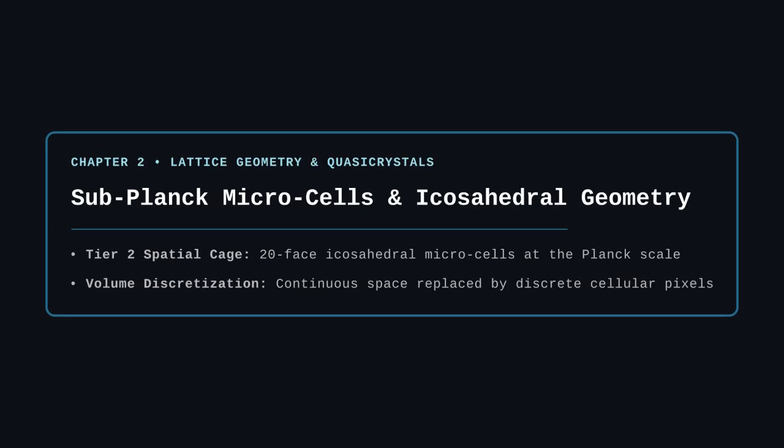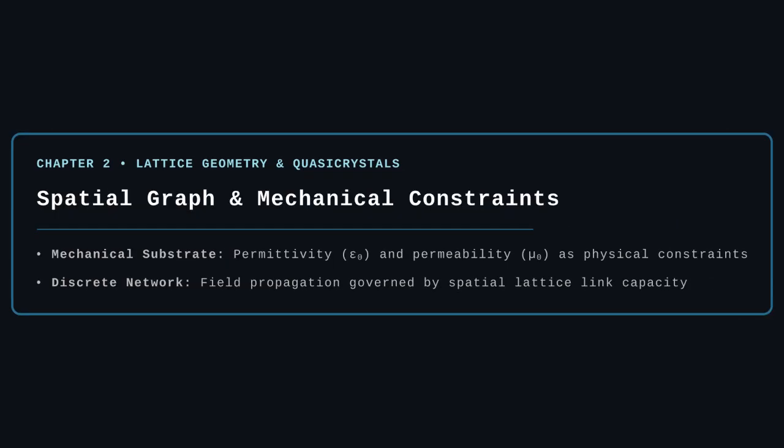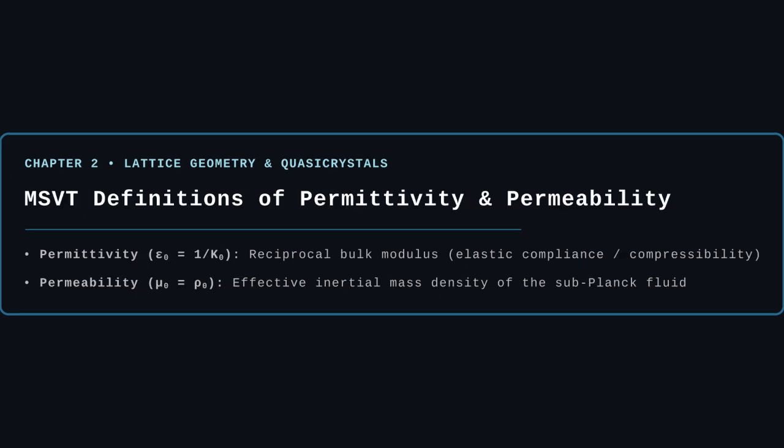To construct an internally consistent alternative to the abstract geometric coordinates of standard spacetime models, MSVT operationalizes the vacuum as a physical, quantized cellular substrate. Rather than existing as a featureless void, space is defined as a non-baryonic matrix of Planck scale coordinate vertices, referred to as the spatial graph, G, composed of vertices V and edges E. The universal physical parameters that dictate macroscopic wave propagation, specifically the vacuum permittivity, epsilon0, and vacuum permeability, mu0, are defined as the fundamental mechanical constraints of this underlying fluidic matrix.